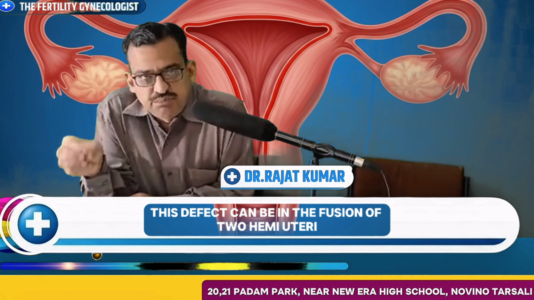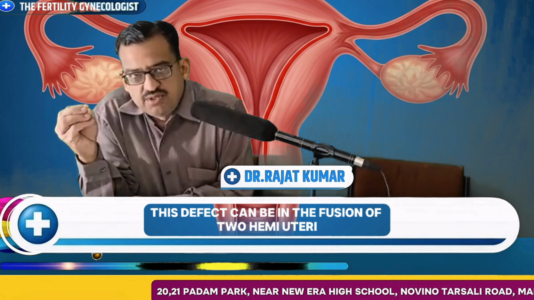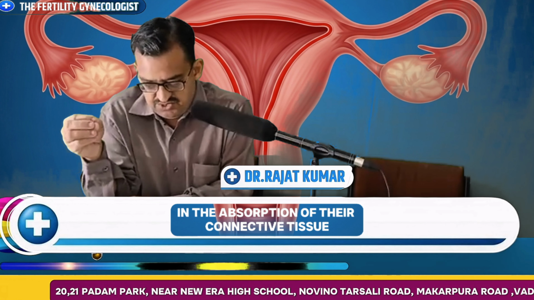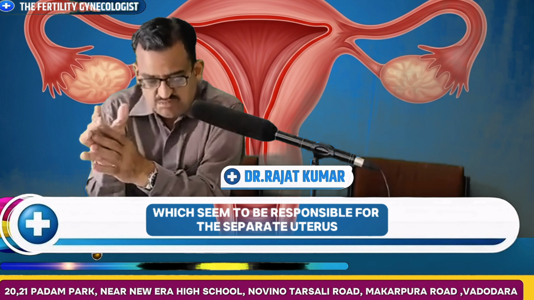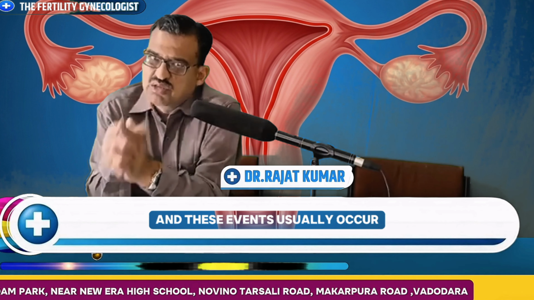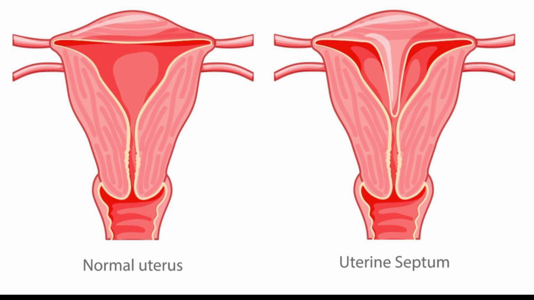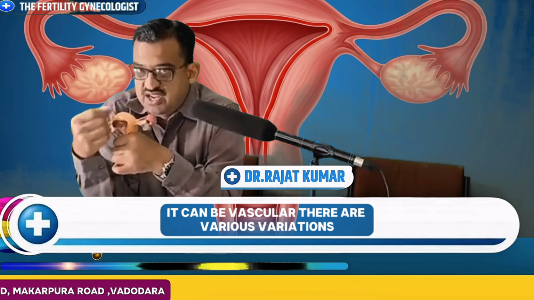This defect can be in the fusion of two hemiuteri. This defect can also be in the absorption of their connective tissue, which seems to be responsible for the septate uterus, and these events usually occur before 20 weeks of pregnancy. It can be a complete uterine septum, it can be an incomplete uterine septum, it can be broad, it can be thin, it can be short, it can be long, it can be vascular.